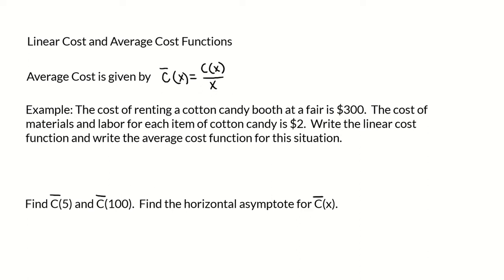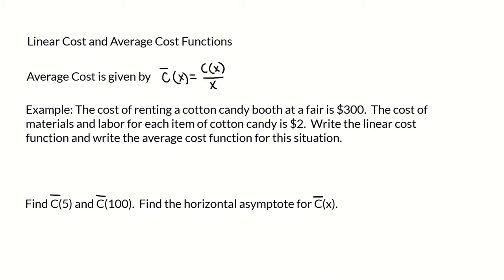To find the average cost function, we take the cost function and divide by x. For example, the cost of renting a cotton candy booth at a fair is $300. The cost of materials and labor for each item of cotton candy is $2. Write the linear cost function and write the average cost function for this situation.